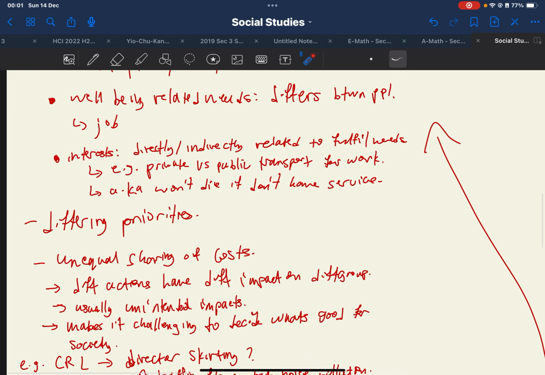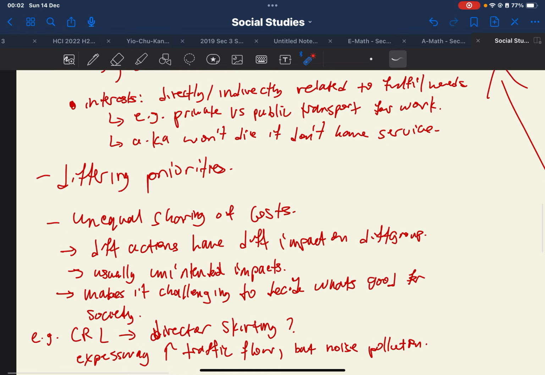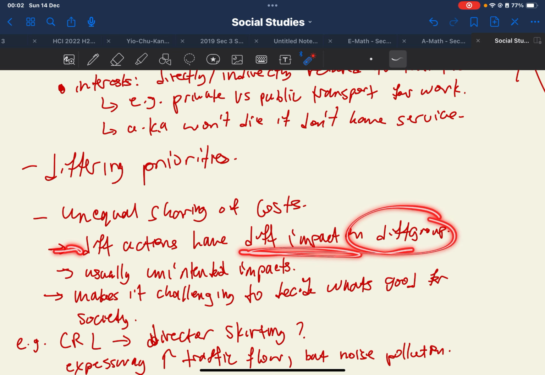Okay, next is differing priorities. This is more of the government's different priorities. Okay, there is always unequal sharing of costs. Okay, so different actions will lead to different impacts for different groups. What does it mean? It means I do something, I implement this policy, it will ultimately lead to another impact to another group of people, but it will benefit one group, but of course it must benefit one group, right? Because the government won't do things without its benefits, right?